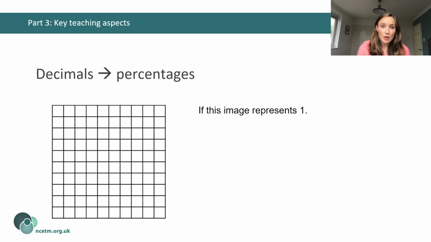So I really do spend some time on this one. I make sure that the students are happy with, if the whole grid represents 1, what does each little square represent? We've got 100 of those squares all together, so each one of those squares is 1/100th. And how can we write that as a decimal?